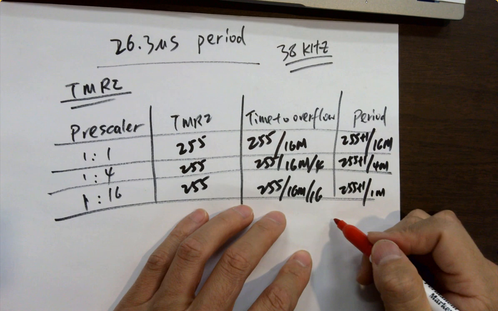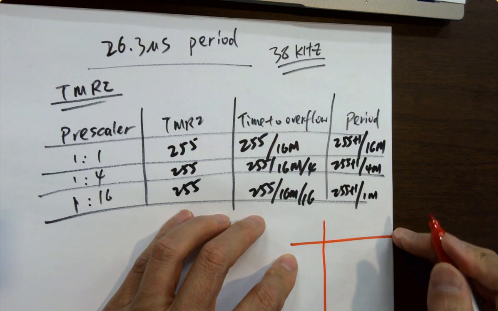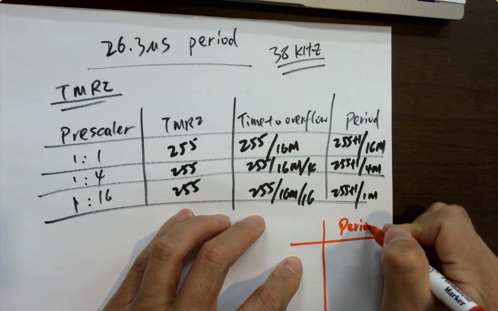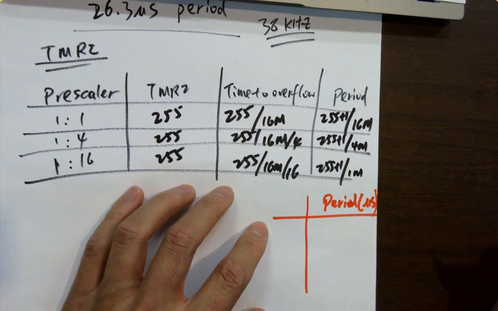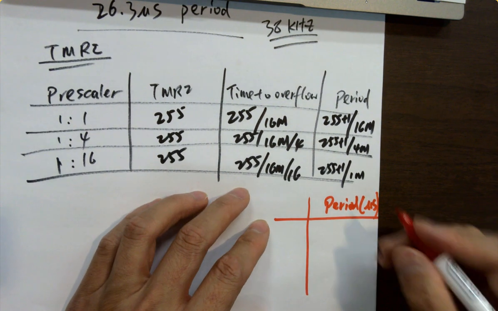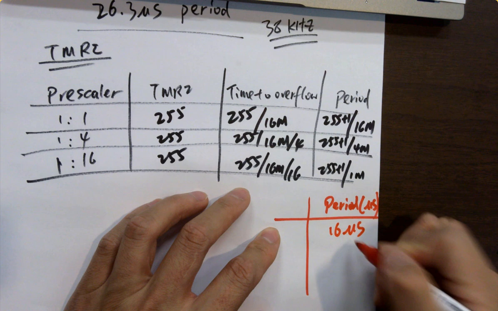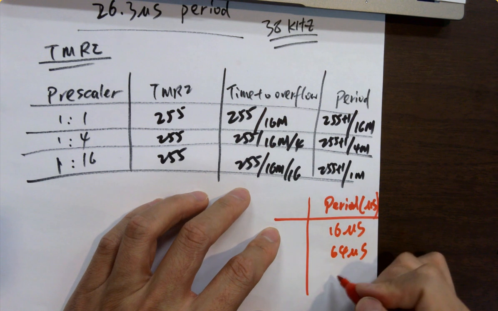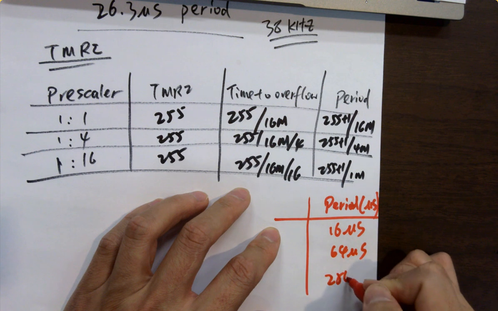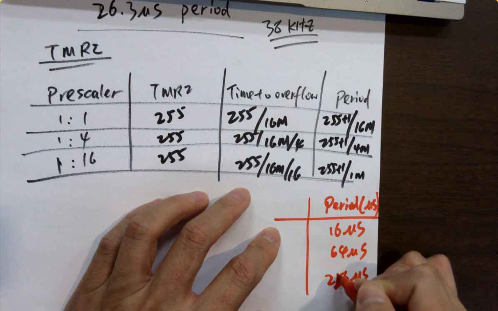Let me add another column here, in microseconds. What are they? 16 microseconds for the first one, 64 microseconds for the second one, and 256 microseconds for the last one, right?